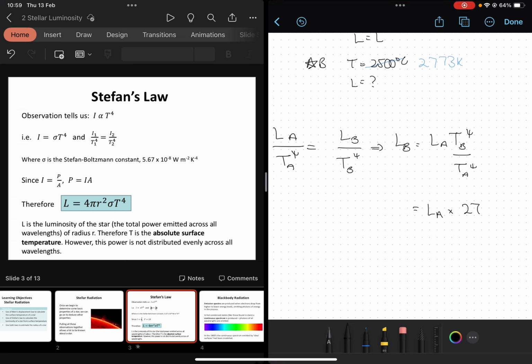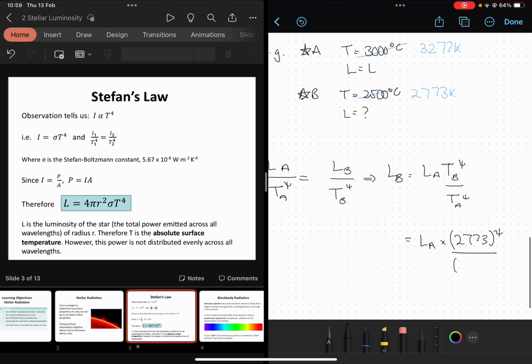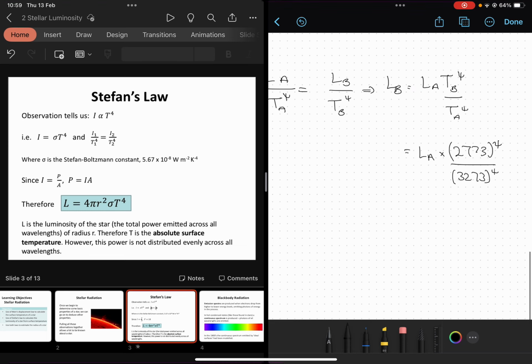The temperature of B was 2773. Raise it to the power of 4, and the temperature of A is 3273. And a really obvious comment now: failing to raise these temperatures to the power of 4 is going to have an enormous impact, isn't it, on your final calculated answer. So the luminosity of B, if we solve that, is 0.52 times the luminosity of A.